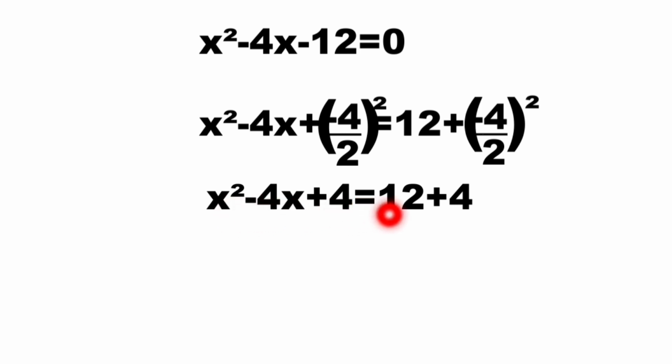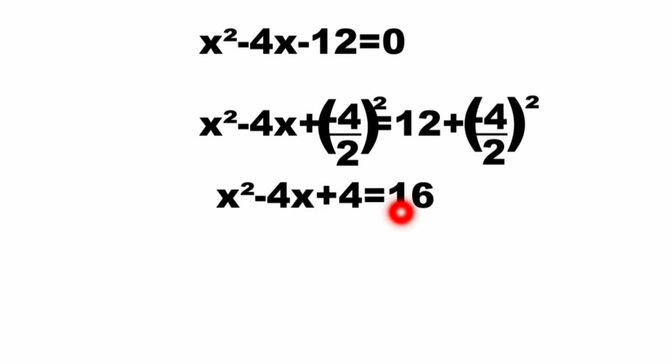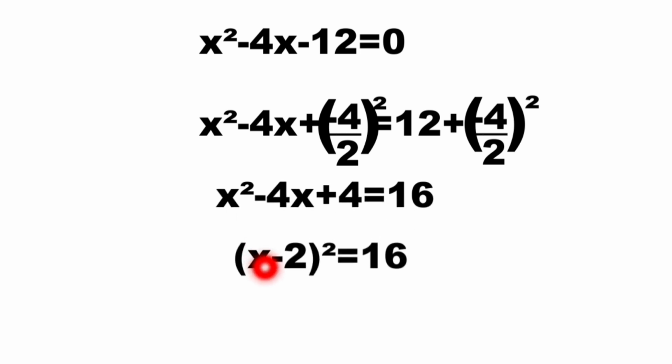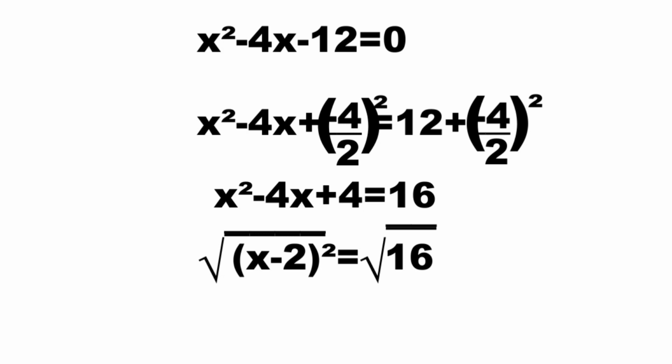And if you add 12 plus 4, this is equal to 16. 16 also is a perfect square. And we can now factor this in its binomial form, which is (x minus 2) squared equals 16. We have a minus here because we have a minus on the middle term, the 4x. Then get the square root of both sides of the equation.